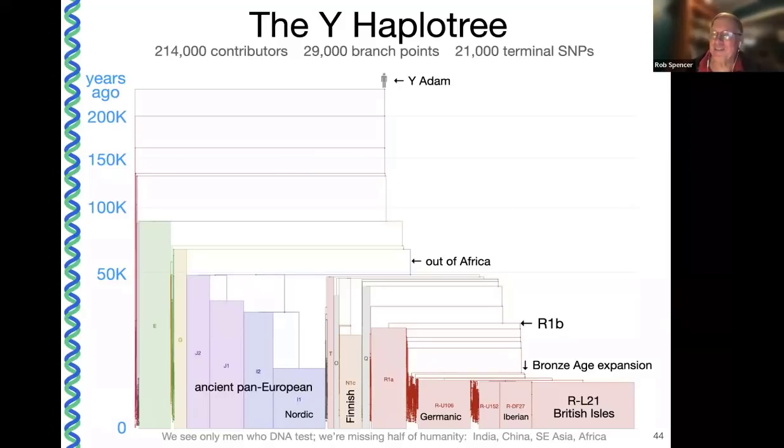That's what it means to be Y Adam, which is kind of technical, but you can understand that when you add up all of our branches, they come back to the common ancestor. And he lived about 240,000 years ago. We can do that all the way down the tree.